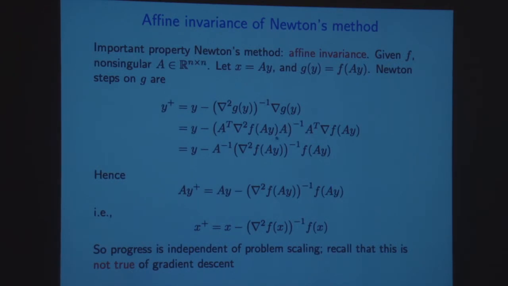And if I were just to extract the terms here, assuming that this linear transformation is invertible, so assume A is invertible, then I get A transpose inverse out here. It cancels with this A transpose, and this A becomes A inverse. So this Newton step is just y minus A inverse the Hessian of f at Ay, inverse, this should say gradient of f at Ay. So the Newton step just looks like this.